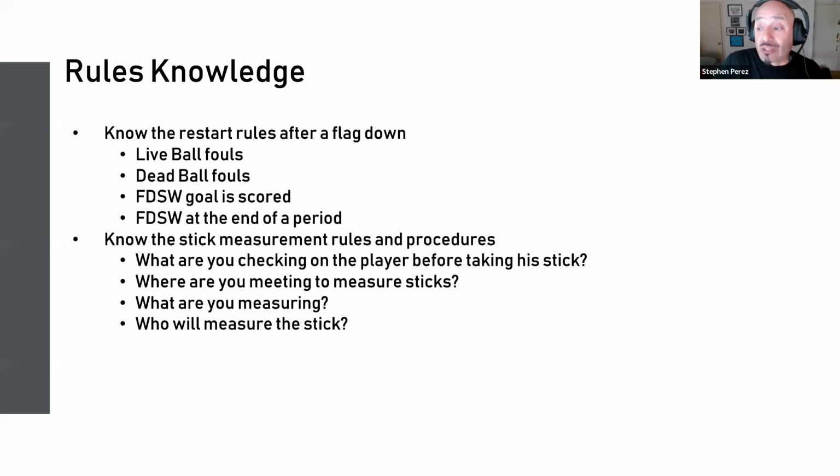Flag down, slow whistle. We had this situation this year. Flag down, slow whistle, and a goal is scored. What is the face-off situation going to be? How are we going to restart that? And then we'll know the difference between flag down, slow whistle, goal is scored, live ball foul, dead ball foul. And then flag down, slow whistle at the end of a period.